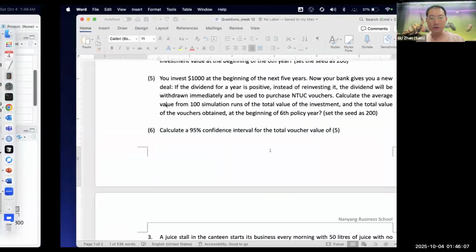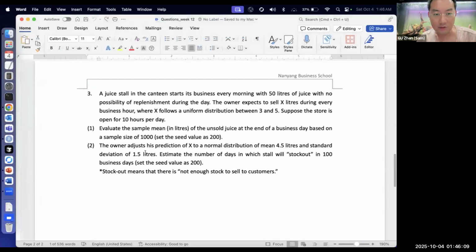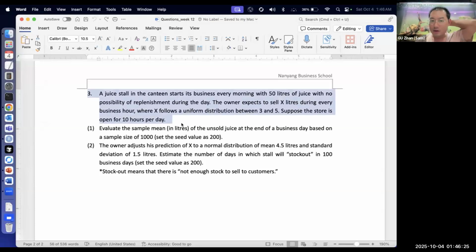Okay, now let's move on to the last one. A juice store in the canteen starts its business every morning with 50 liters of juice with no possibility of replenishment during the day. The owner expects to sell X liter during every business hour, where X follows a uniform distribution between 3 and 5. Suppose the store is open for 10 hours per day. Evaluate the sample milliliters of the unsold juice at the end of the business day based on sample size of 1,000. Set seed to 200.